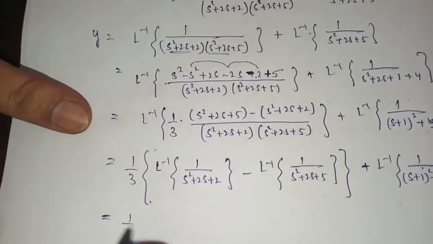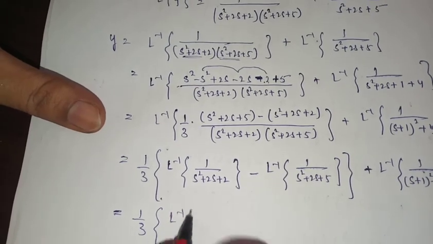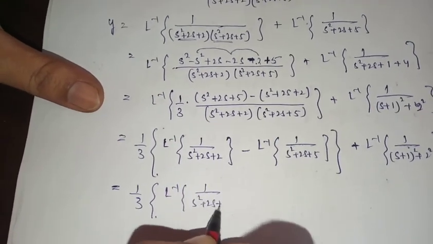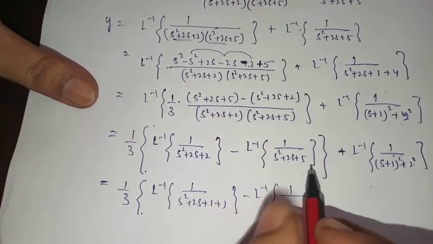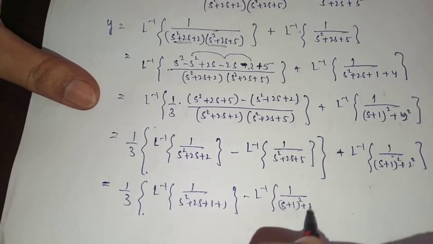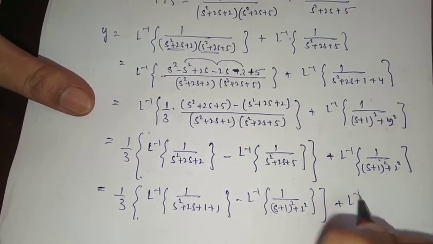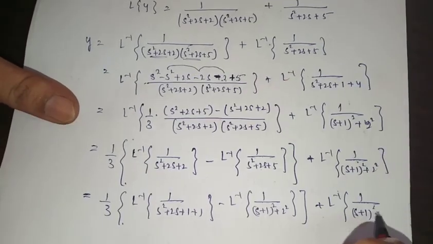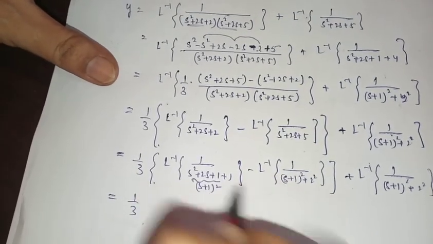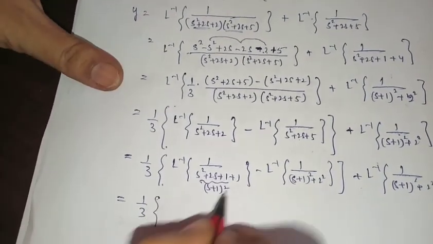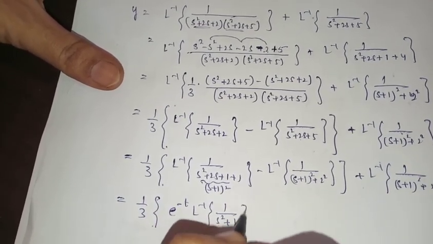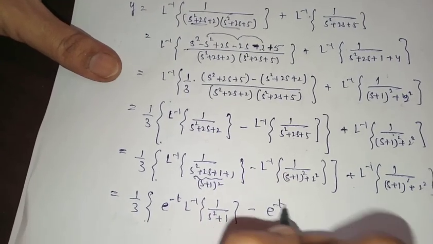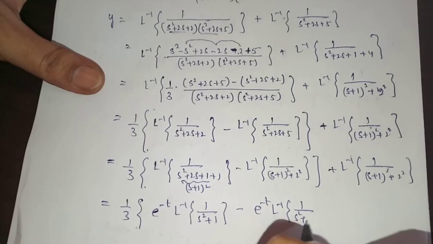So this will be 1 by 3 into Laplace inverse of 1 by s square plus 2s plus 1, minus Laplace inverse of, we have just now done this, s plus 1 whole square plus 2 square, plus Laplace inverse of 1 by s plus 1 whole square plus 2 square. So this is 1 by 3, this is nothing but s plus 1 whole square. So here applying the shifting property, e to the power minus t Laplace inverse of 1 by s square plus 1. Here this is e to the power minus t Laplace inverse of 1 by s square plus 2 square.